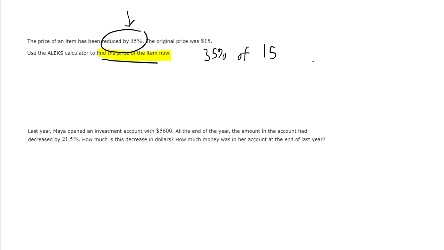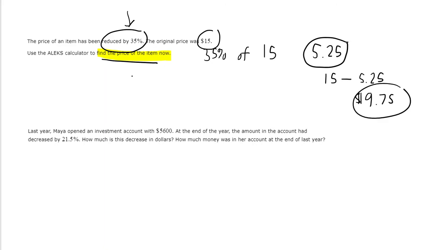Okay, so for 35% of 15, we would do 0.35 times 15, and that gives us $5.25. This is our discount. This is how much we are going to reduce the original price by. So you could do 15 minus 5.25 and you get $9.75.